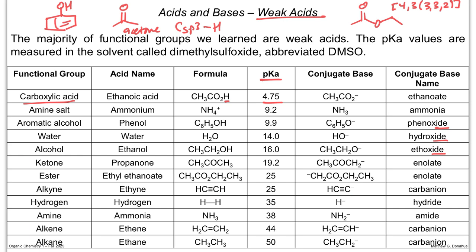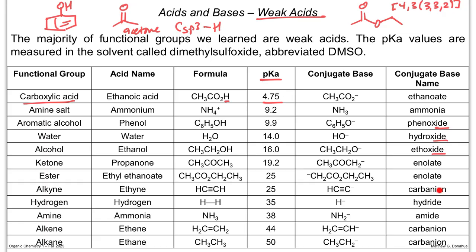So when that H gets deprotonated, now you have a negatively charged carbon. That's called a carbanion. You said it has to be a terminal alkyne? Yep. Okay, so if it is internal, then that's not going to be the case. Correct.